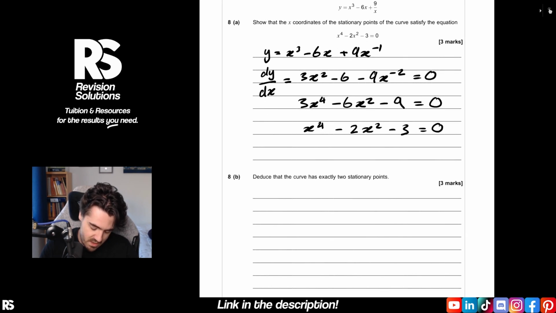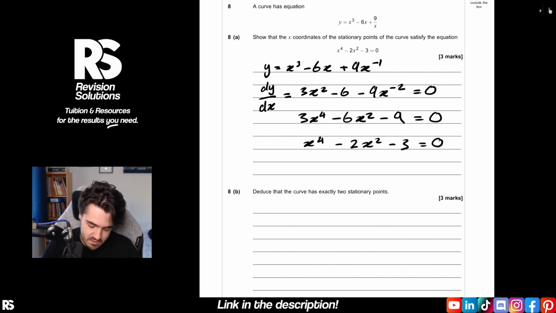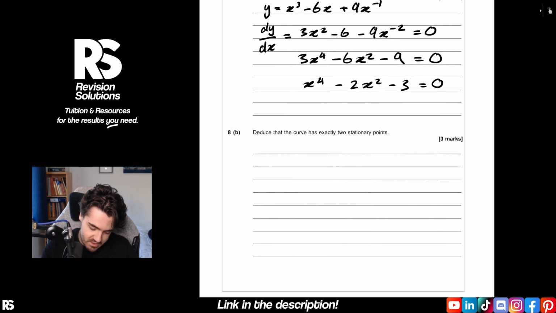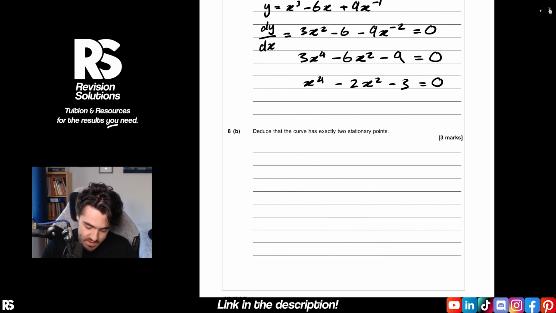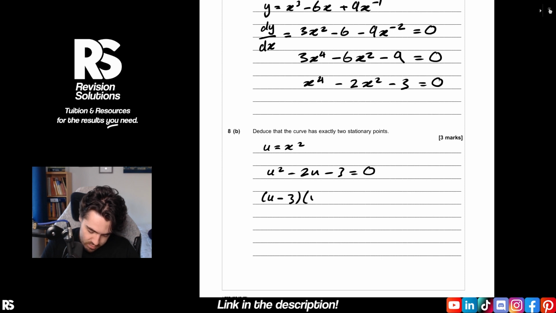And now it says deduce that the curve has exactly 2 stationary points. So basically, to find the stationary points, we need to solve this equation. So this is actually a quadratic again, but a quadratic in x squared. So if we use the substitution u equals x squared, we'd have u squared minus 2u minus 3 equals 0, which actually factorizes quite nicely into u minus 3 and u plus 1 equals 0. So that would mean the solutions would be u equals 3 or minus 1.